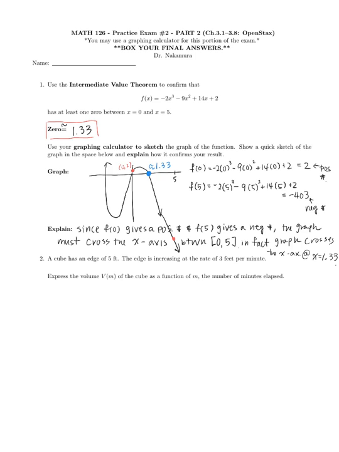Number 2, a cube has an edge of 5 feet. The edge is increasing at the rate of 3 feet per minute. Alright, so now the question is, express the volume V of m of the cube as a function of m, where m is the number of minutes elapsed.